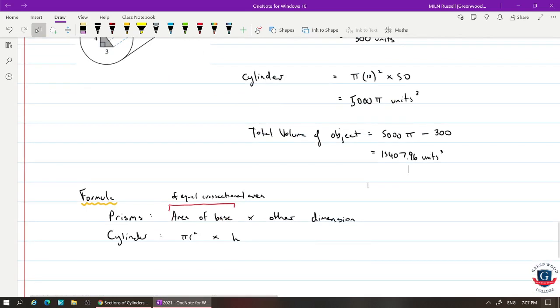Then we can continue. Alright, so the last bit of this is just to summarize the two formulas. To find the volume of a cylinder, it's pi r squared times the height. To find the volume of a prism, find the area of the base, and here I've defined the area of the base as somewhere that's got equal cross-sectional area. And once you've found the cross-section, multiply it by whatever the other dimension is, whether it's depth, length, or width. Any will work as long as it's not been included when you're working out the area of the base.